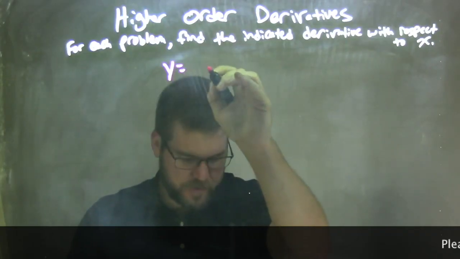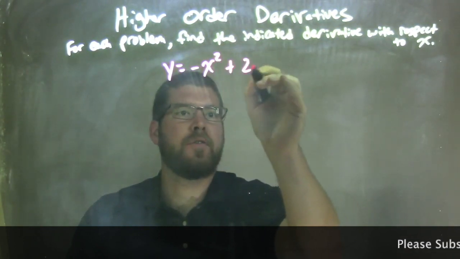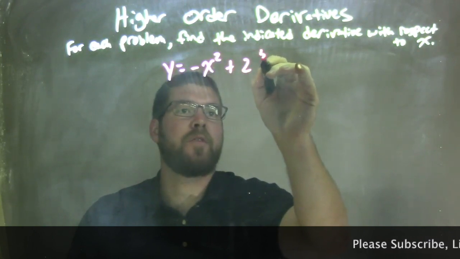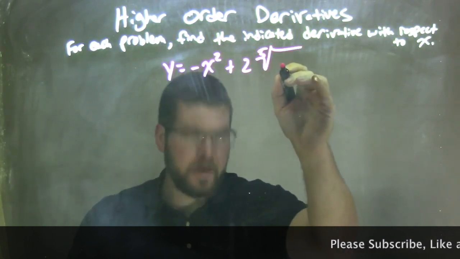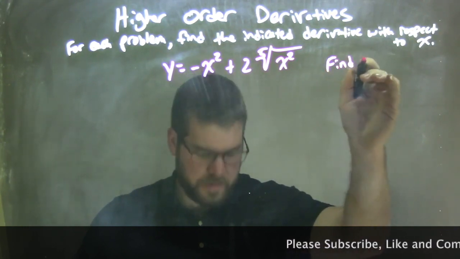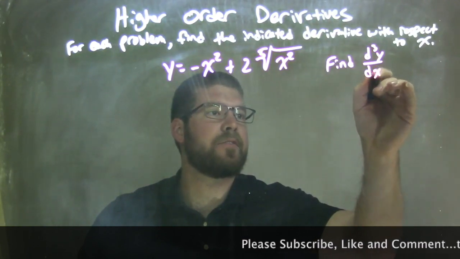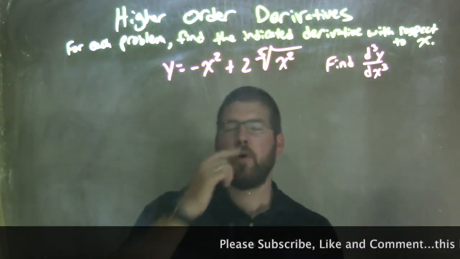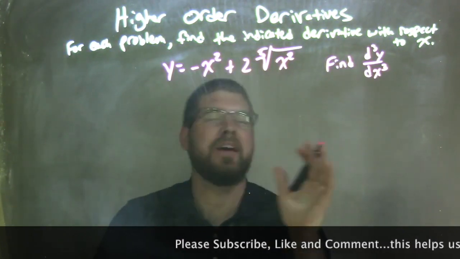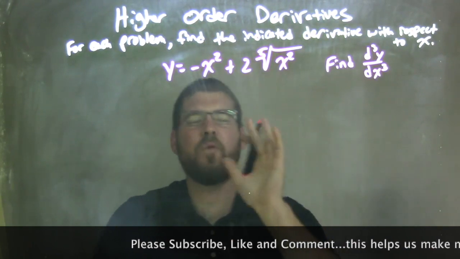Y equals negative x squared plus 2 times the 5th root of x squared. And we're going to find the third derivative, d to the third power y over dx to the third power. Okay. Well, first thing I'm going to do actually is, I don't like seeing roots and exponents. I'm going to make this into just a fractional exponent, and hopefully you know how to do that.